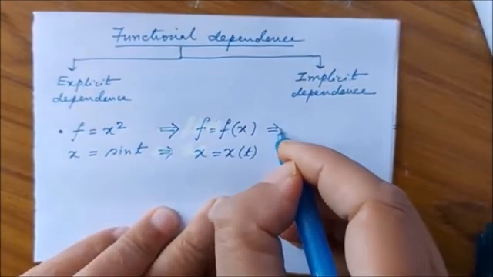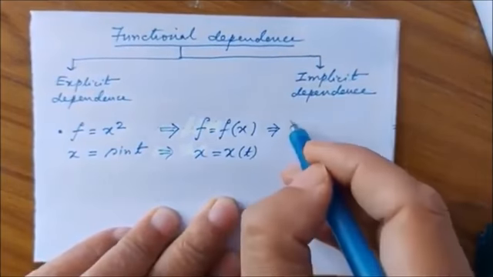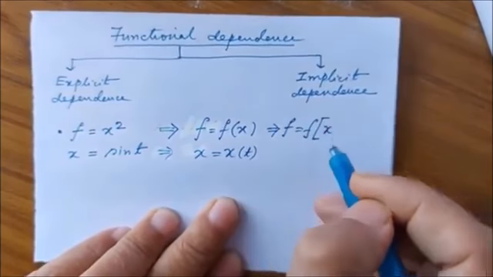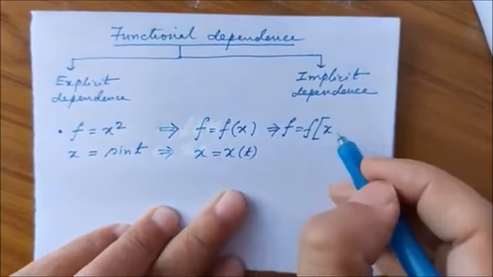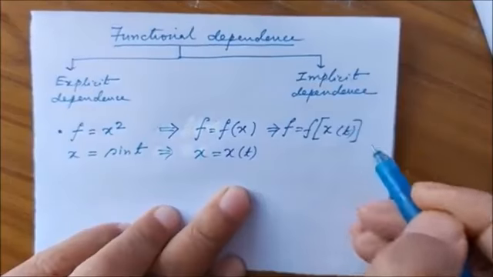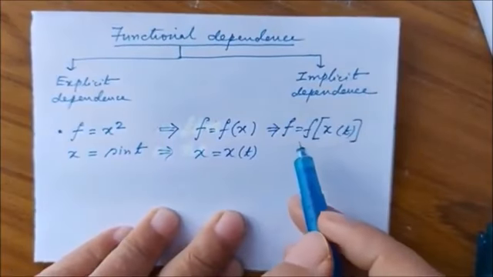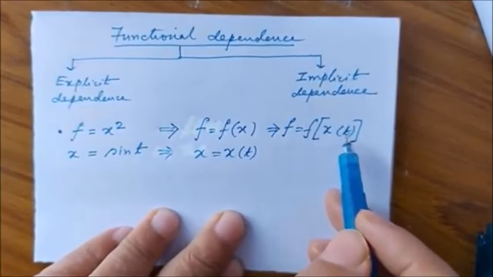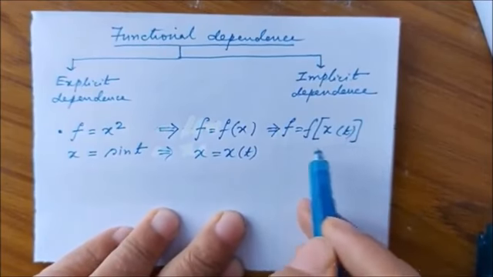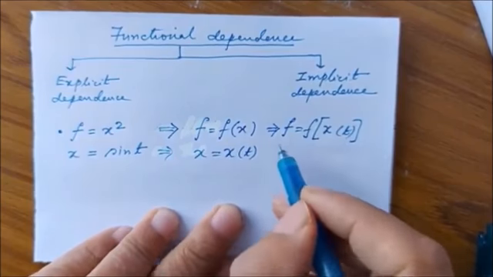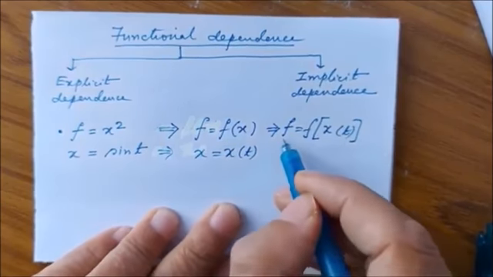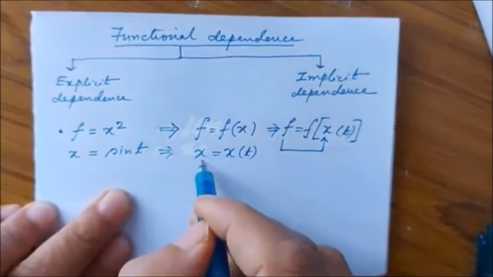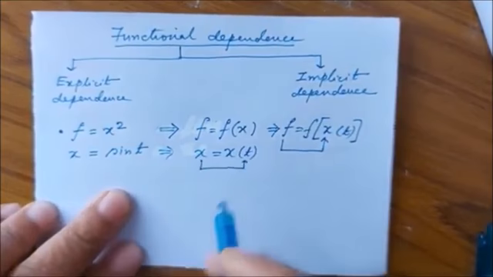Let us investigate it a bit more carefully. f is a function of x, but x is a function of t. So f depends upon x directly, but depends upon t indirectly through x. So there are two types of dependence. Let us write them. f depends upon x, and here too x depends upon t.